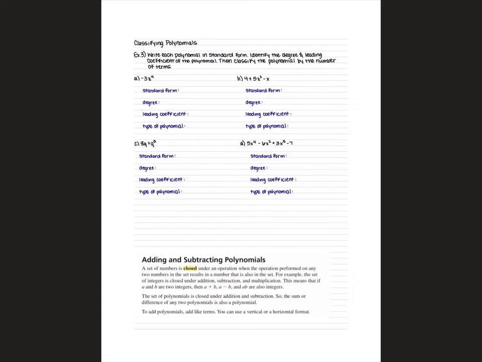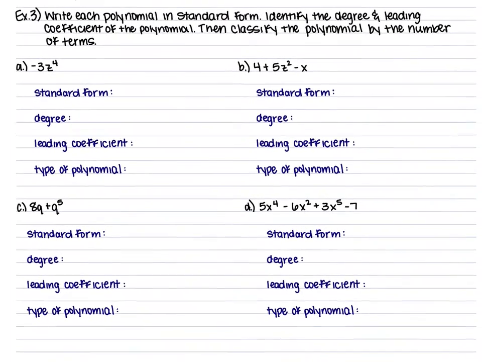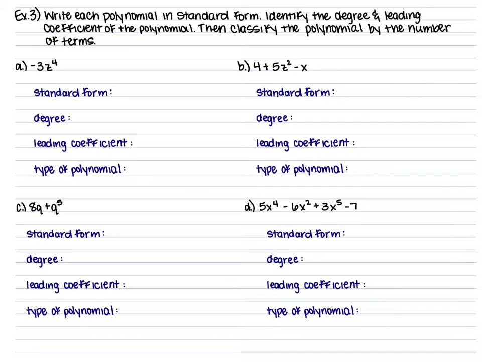The next part of your lesson goes over classifying and telling the type of polynomial that you have with each of these. So with these, if you have one term, it's called a monomial. 2 terms is a binomial. 3 terms is a trinomial. And 4 or more terms is called a polynomial. So when you're asked for the type of polynomial, you're giving me either monomial, binomial, trinomial, or polynomial as your answer. So we're going to be doing the same exact things that we did in the last section, except now we're telling the type of polynomial as well.